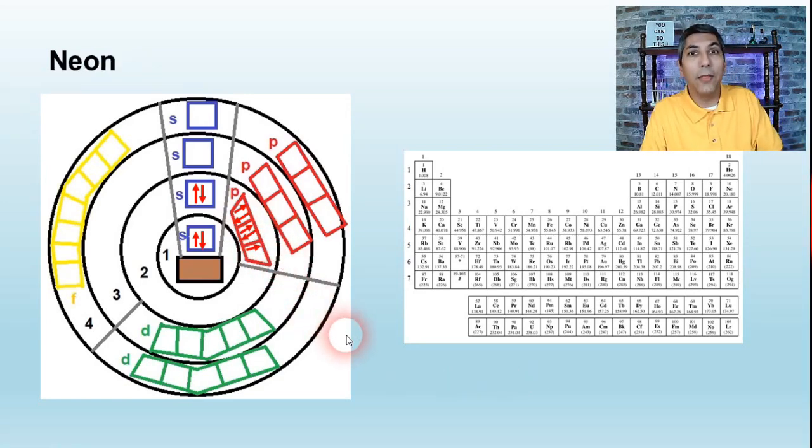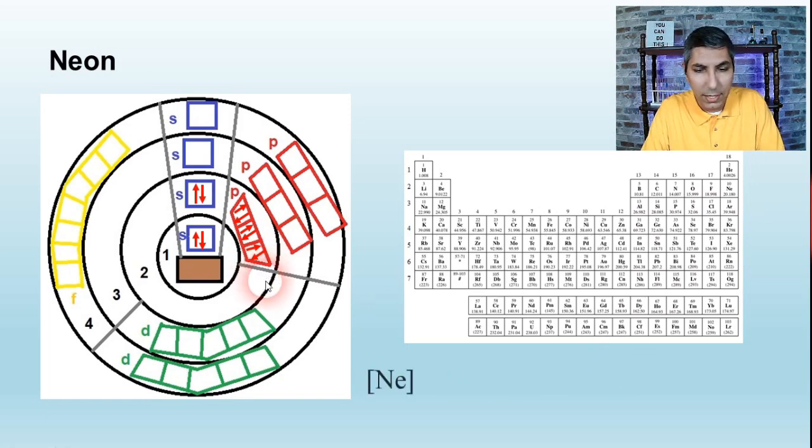Let's take a look at neon, the next element. We can see where neon is on the periodic table here. It's going to sit right there. It's going to fill up that P section. And so its ticket stub is going to say 1s2, 2s2, 2p6, because we're in level 2, section P, seat number 6.